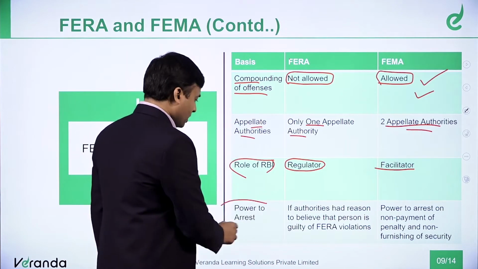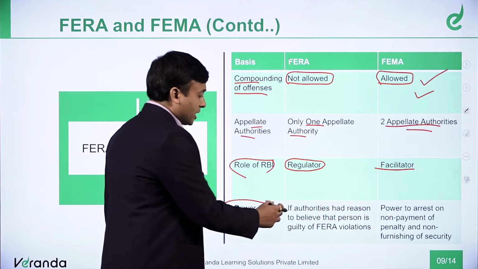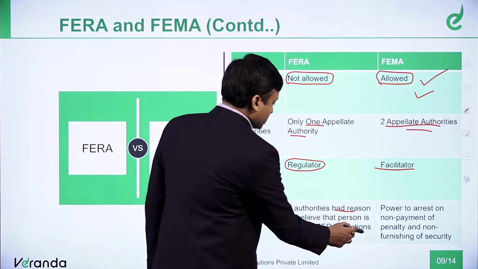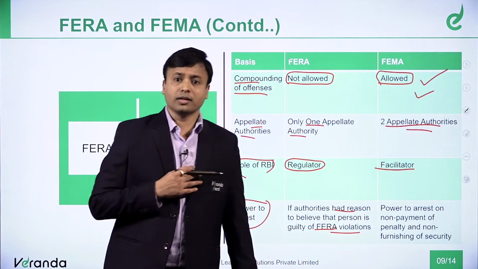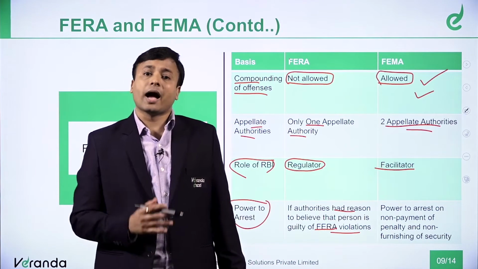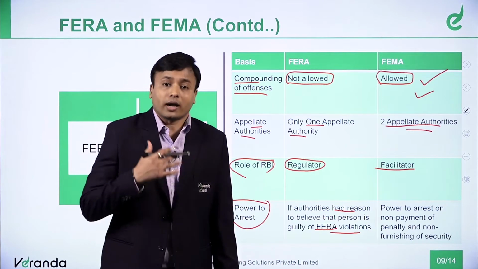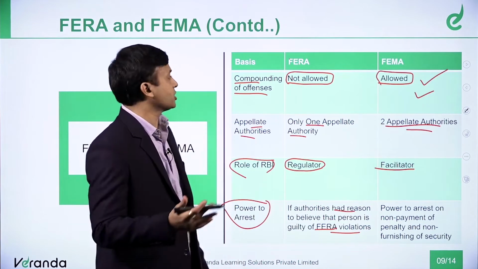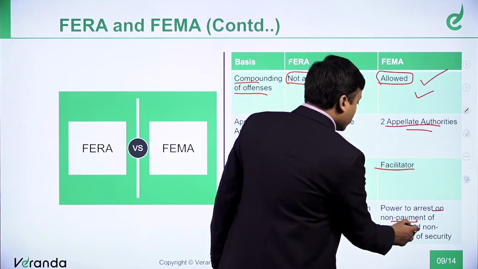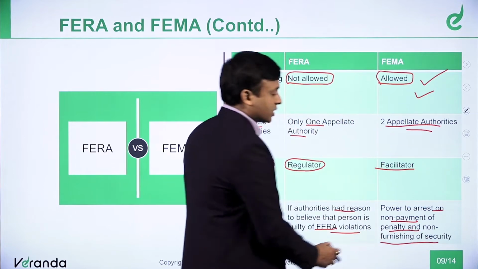Now, the next one was power to arrest. If authorities had reasons to believe that a person is guilty of Fera violations, the moment they had reason to believe that you have done an offence, they could arrest. The authorities could arrest an individual during the regime of Fera. They also had power to arrest on non-payment of penalty and non-furnishing of security.